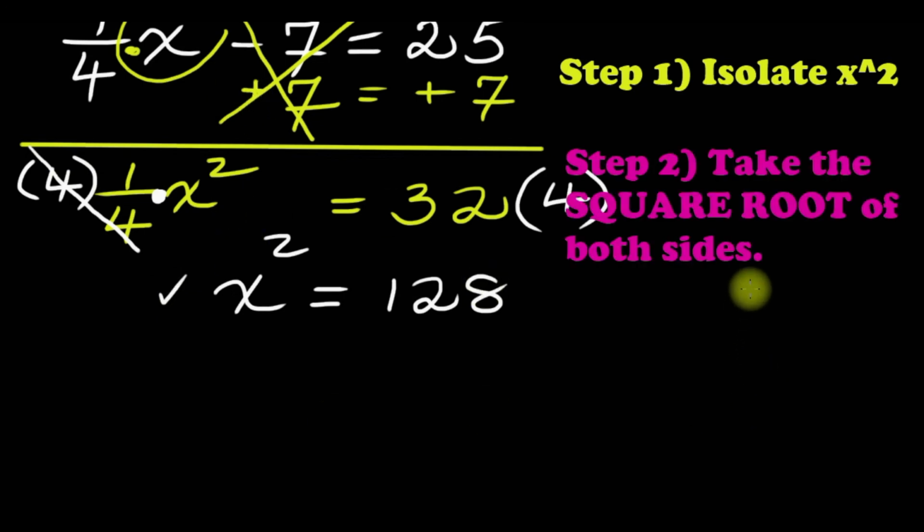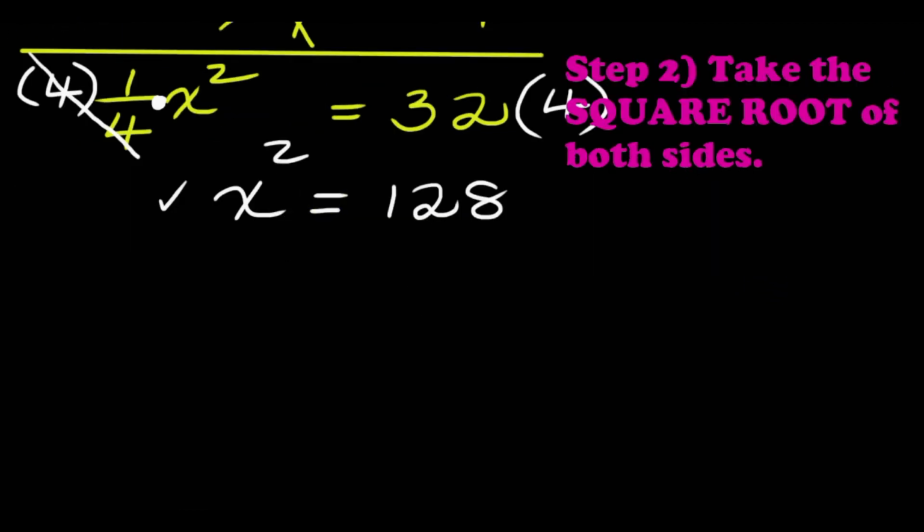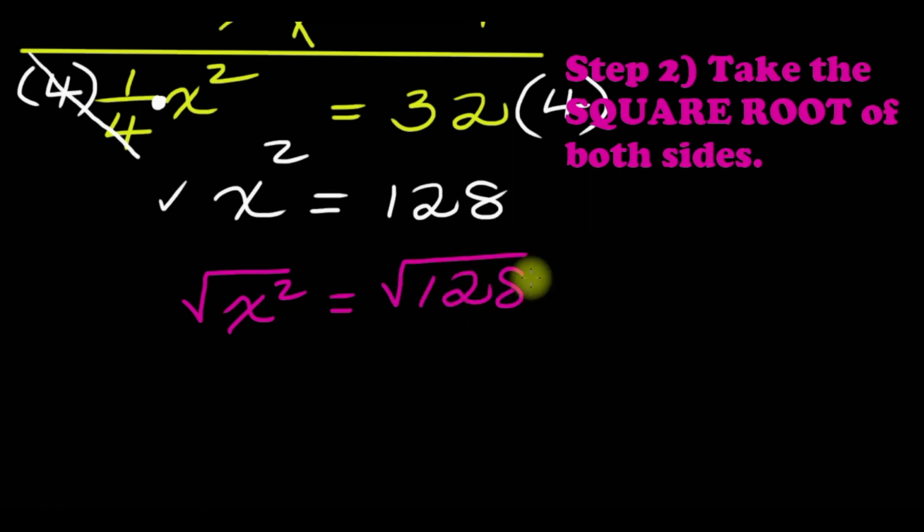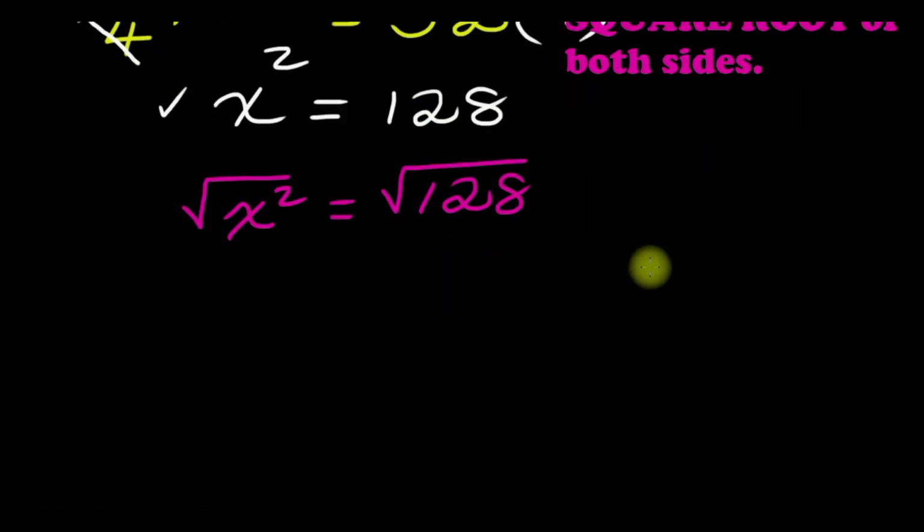Okay, step 2 is to take the square root of both sides. So we have to take the square root of x squared. We're going to do that, because to go from x squared to x, we need to take the square root of it. So square root of x squared, and then here square root of 128. Okay, so square root of x squared is x.